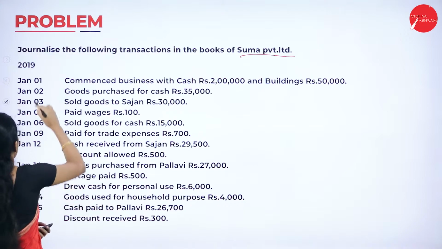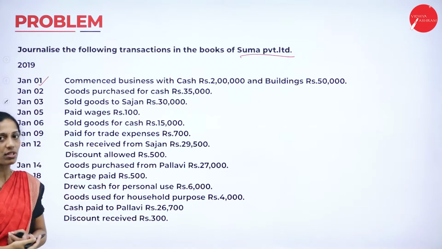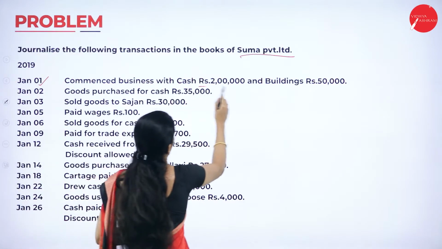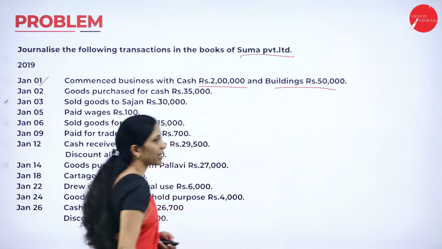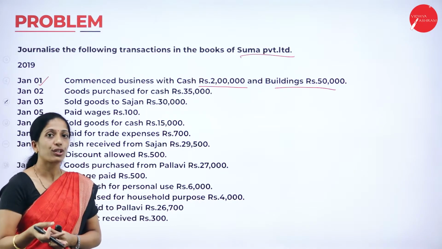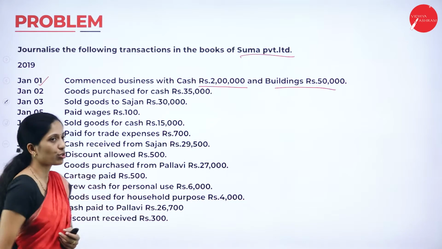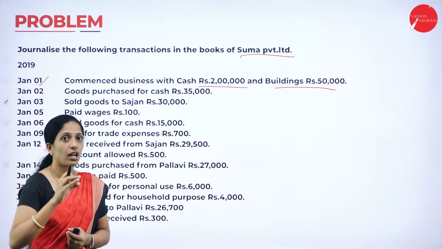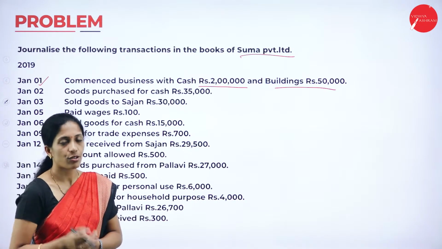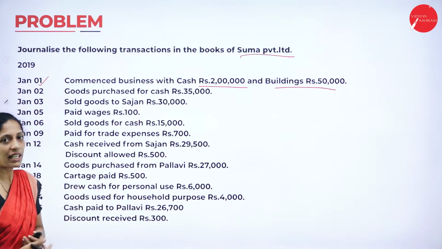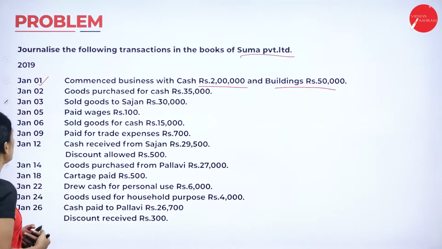Okay, so go through the first one. January 1st, 2019. Commenced business with cash rupees 2 lakh and building rupees 50,000. Now what is the journal entry? For the first time they are going to invest cash rupees 2 lakh and building worth rupees 50,000. So what is it called? It is called capital. So what is your journal entry? That is cash account debit, building account debit to capital account.